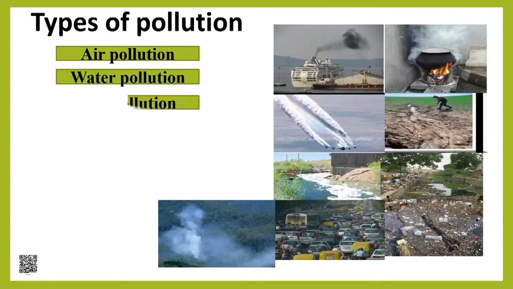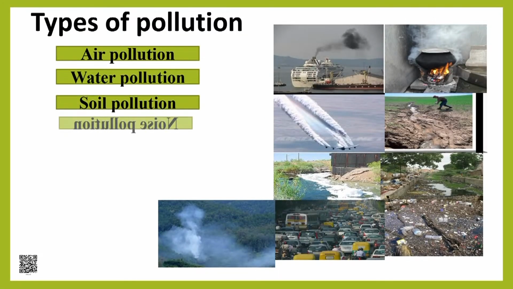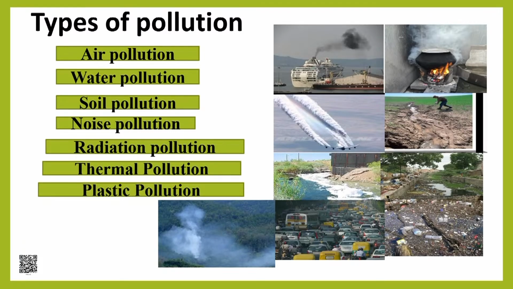So, look at the figure. There are different types of pollution: air pollution, water pollution, soil pollution, noise pollution, radiation pollution, thermal pollution and plastic pollution. In our course, we are discussing air pollution, water pollution, soil pollution, noise pollution, radiation pollution and thermal pollution. So, let us know about the causes and ill effects of each type of pollution, but as I said in the beginning, we will discuss air pollution here. So, let me begin with air pollution.